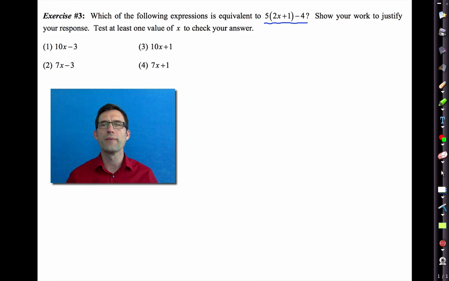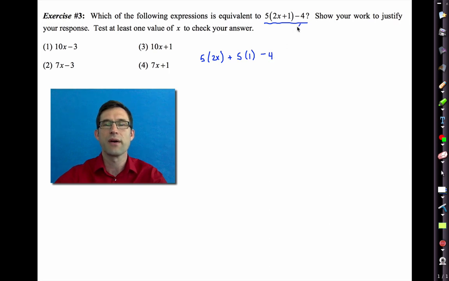All right, let's go through it. Well, there's not much we can do with the commutative and associative properties, not yet. But what we could certainly do is distribute the multiplication. In other words, when I multiply 2x plus 1 by 5, I can multiply the 2x by 5, and I can multiply the 1 by 5. Now what happens to the subtraction by 4? Well, it just kind of hangs out.